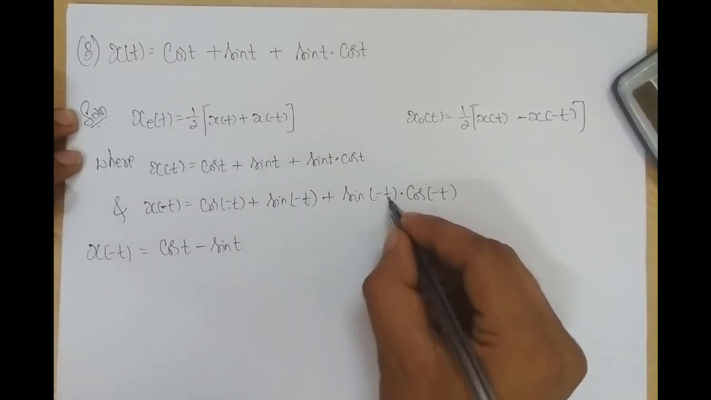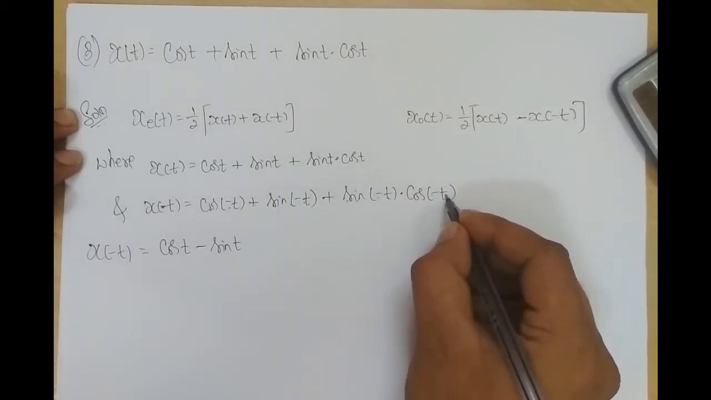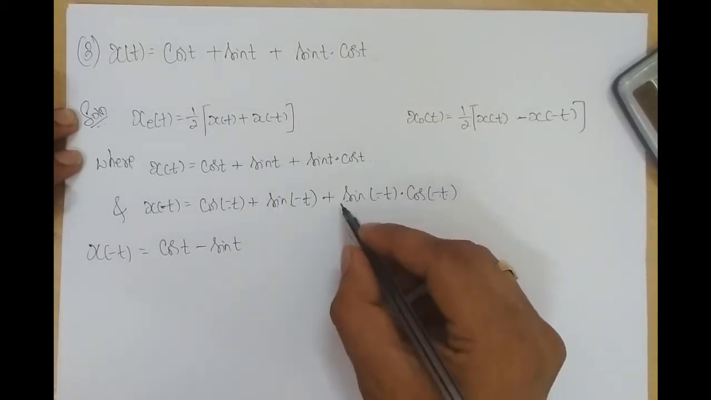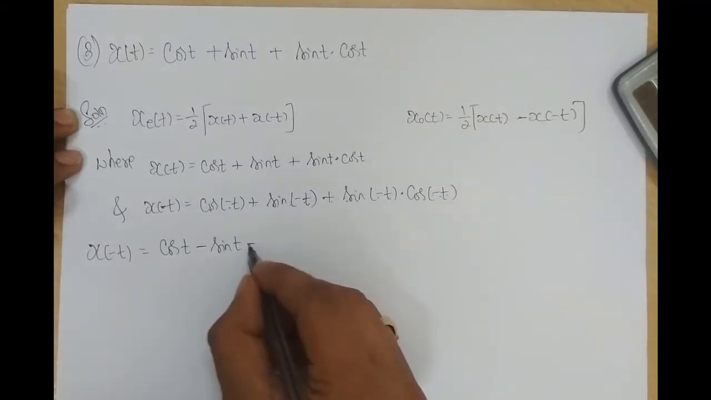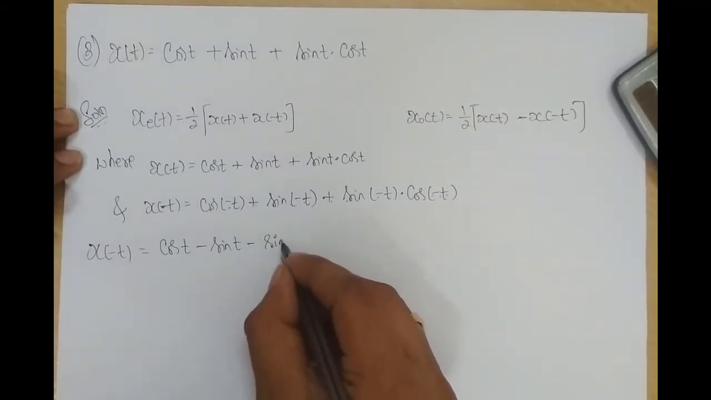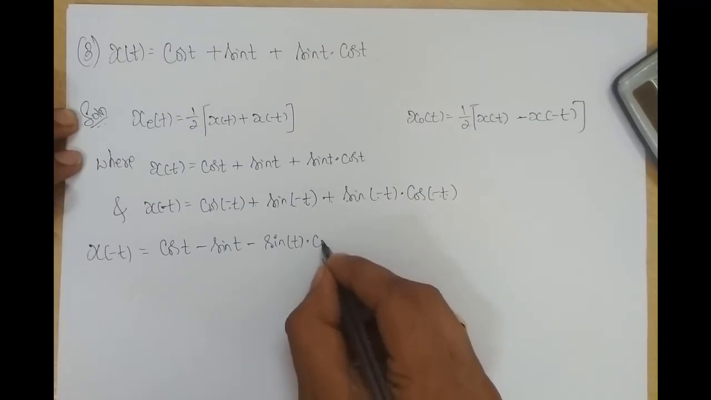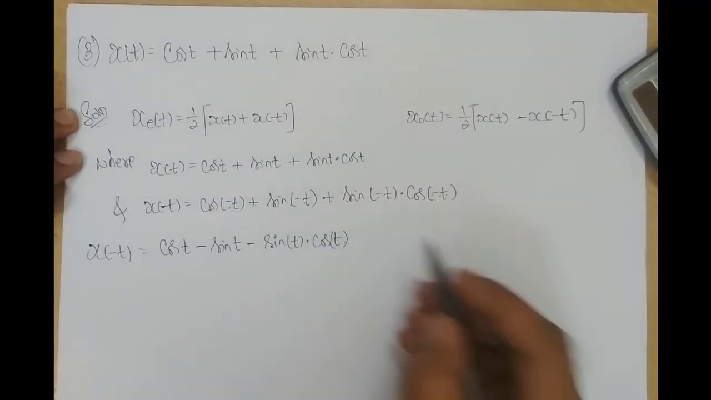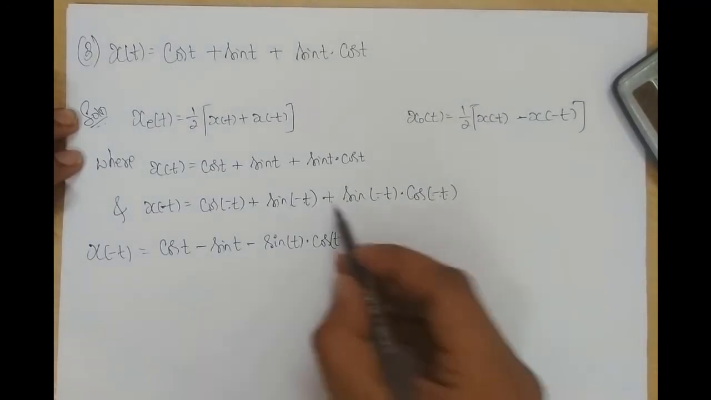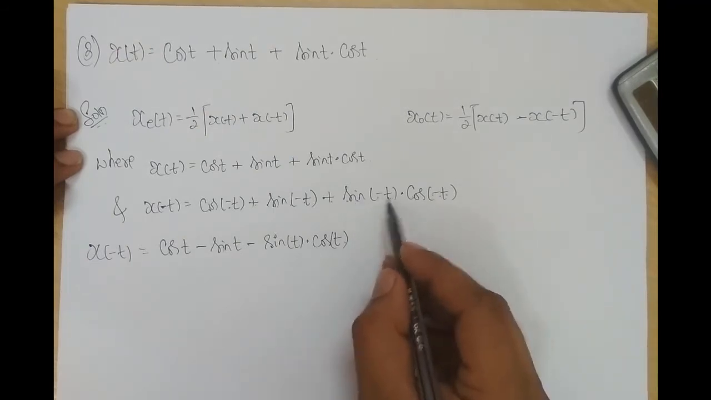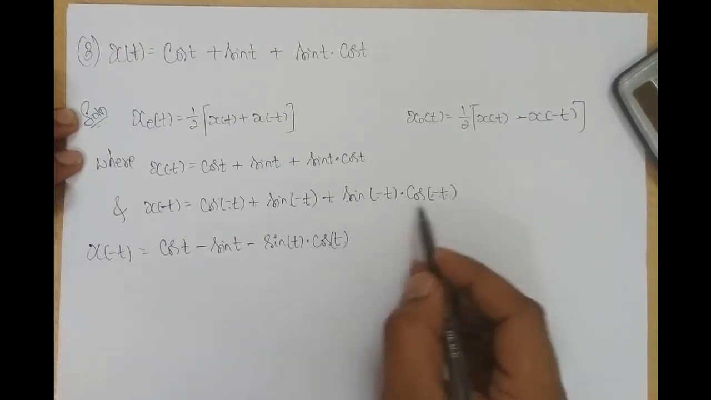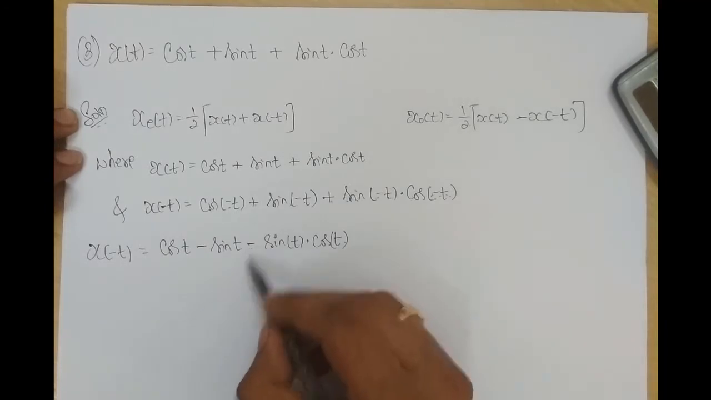What is sin of minus t? It is minus sin t. What is cos of minus t? It is cos t. So minus into plus is minus. So this is minus of sin t into cos t. Sin of minus t is minus sin t, into cos of minus t, which is cos t. So minus into plus, we end up with minus.